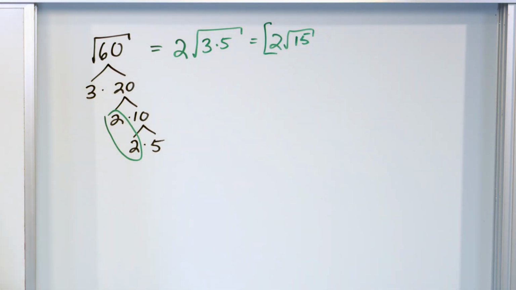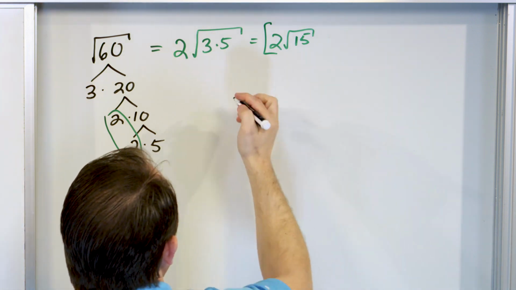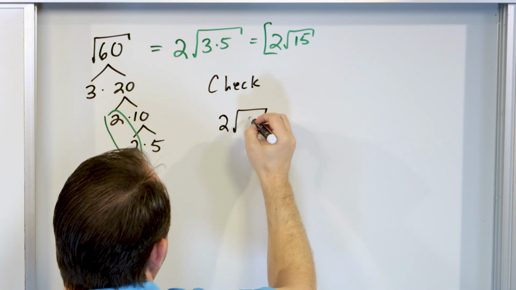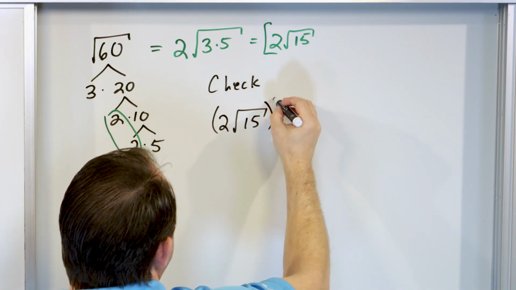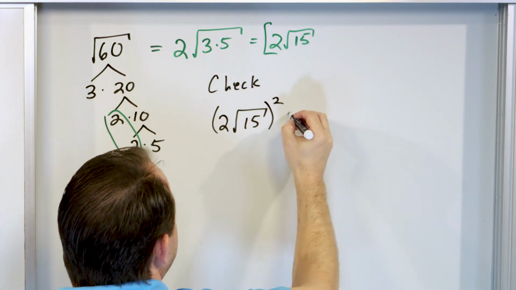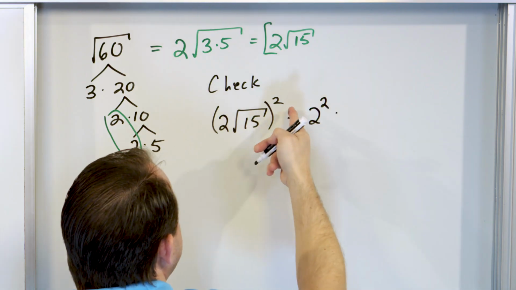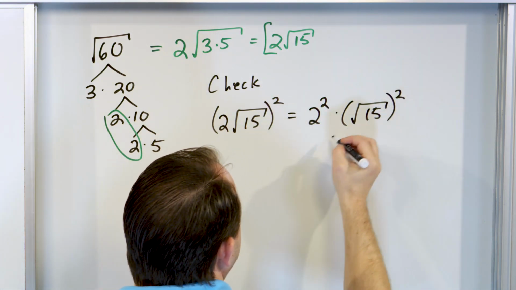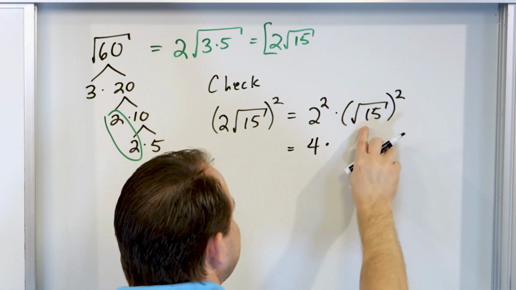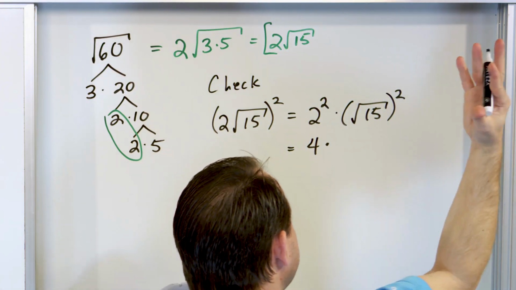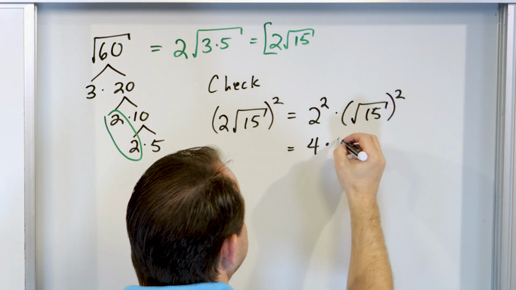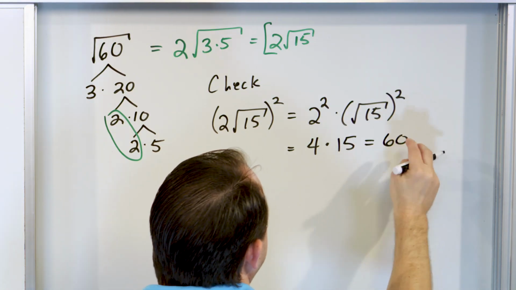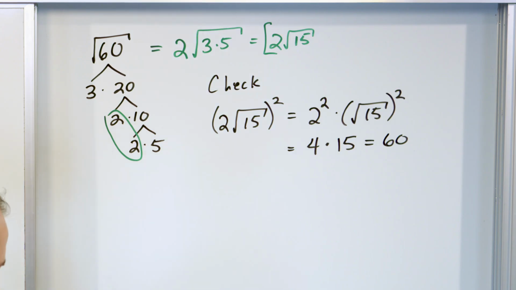How do you know that the answer really is 2 times the square root of 15? So let's check it. If I take 2 times the square root of 15 and I square that thing, what happens? The exponent applies to the 2, and then it applies to the square root of 15 squared. So I get the 4, and then the square root and the square, poof, they annihilate each other. All you have left is the 15 in the middle. 4 times 15 is 60. And that's why it is exactly equal to that.